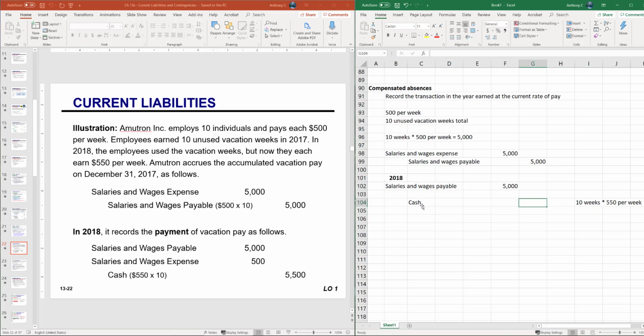Right, so that'll get us to $5,500. And the difference between the cash we paid out and the previous liability we accrued will be our expense in the period. So we'll debit salaries and wages expense for $500. And then that'll be our journal entry.